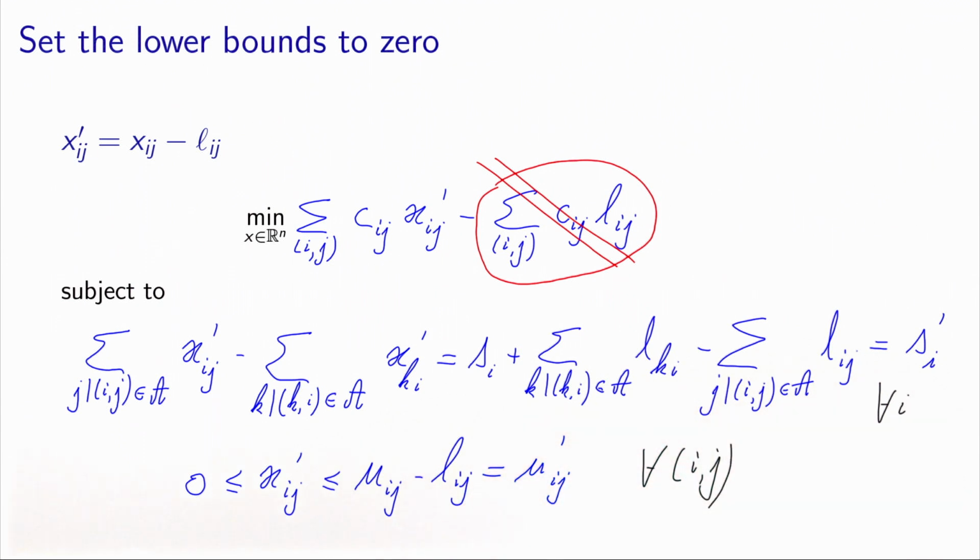So we have seen that after this transformation, the problem is written exactly the same way as before. We have just shifted the variables, but the form of the problem is the same: the cost function, flow conservation constraints, and capacity constraints, where the lower bound now is equal to 0.